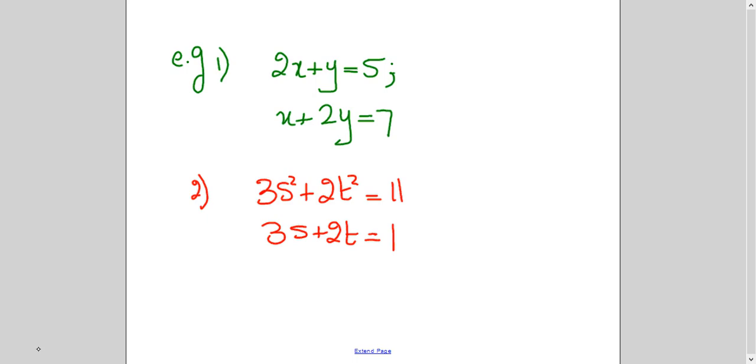For example, if you see this pair of equations, the power of x and y is 1, right? These types of equations are called linear equations. Now here the highest power of the variable is 2, so this is a non-linear equation and this is a linear equation. There are different ways of solving it. In this video we will cover two linear equations.